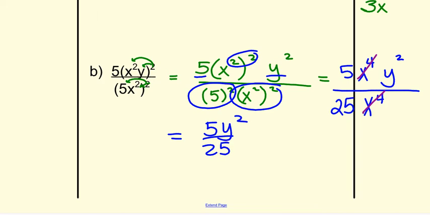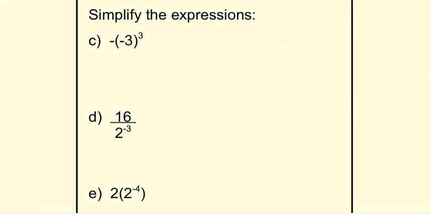Now can we reduce the 5 in the numerator and the denominator by 5? Yes. This becomes a 1, and this becomes a 5. So we're left with 1y squared over 5. Next one.